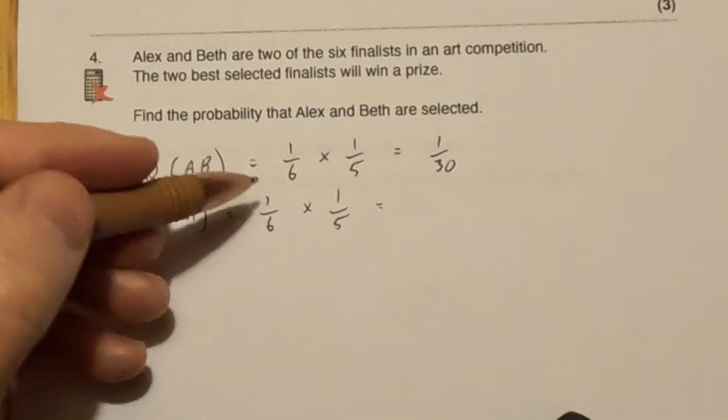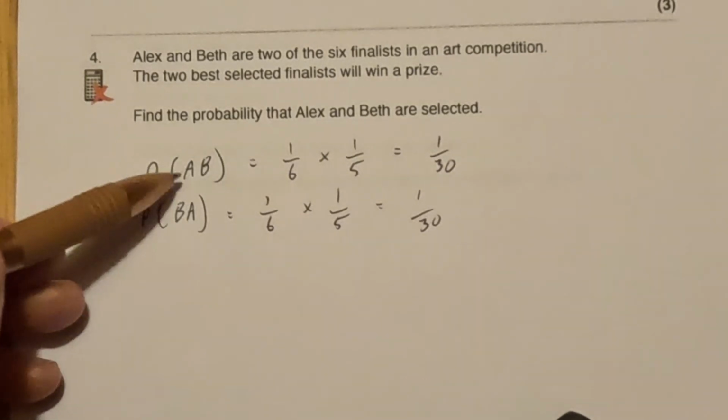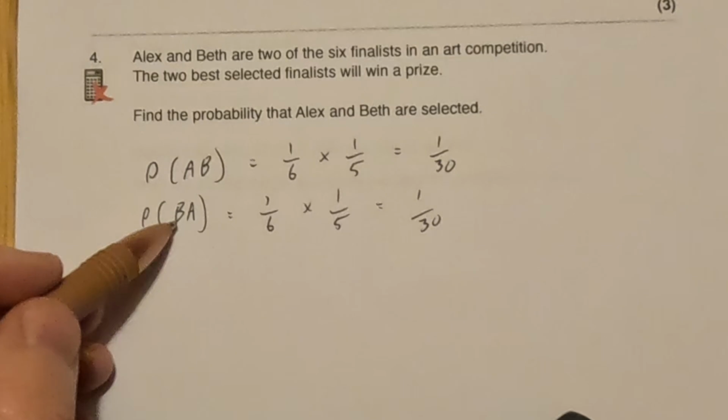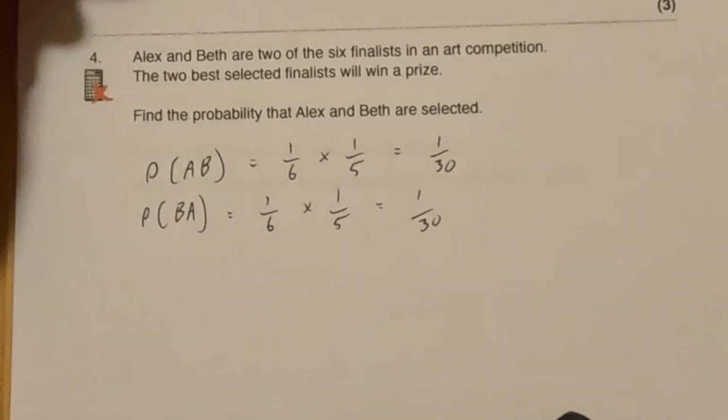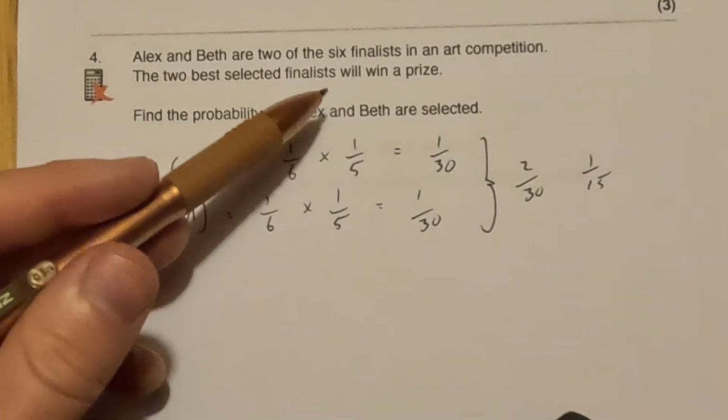And then if we times them together, 1 times 1 is equal to 1, and 6 times 5 is equal to 30. So that's fantastic. We've now found the probability of Alex and then Beth being selected, and also the probability of Beth and then Alex being selected. So if we want to find either one of those, we could add them together. So that would be 2 over 30, or 1/15. So the probability that Alex and Beth were selected would be 1 over 15, and that's it.